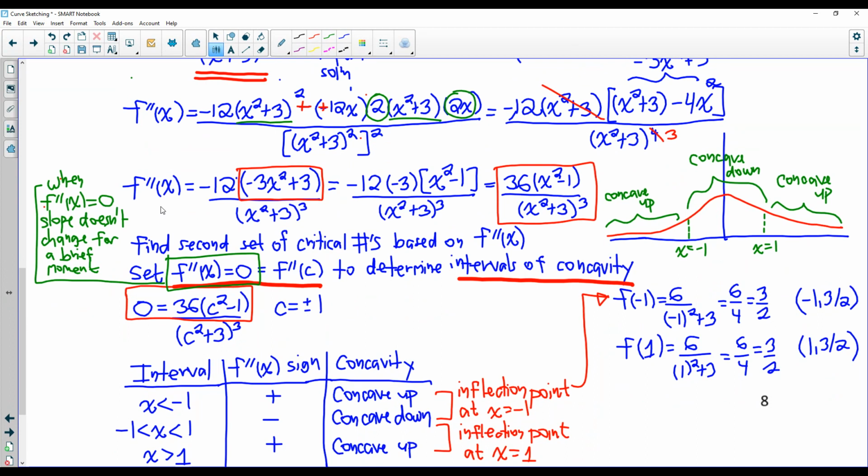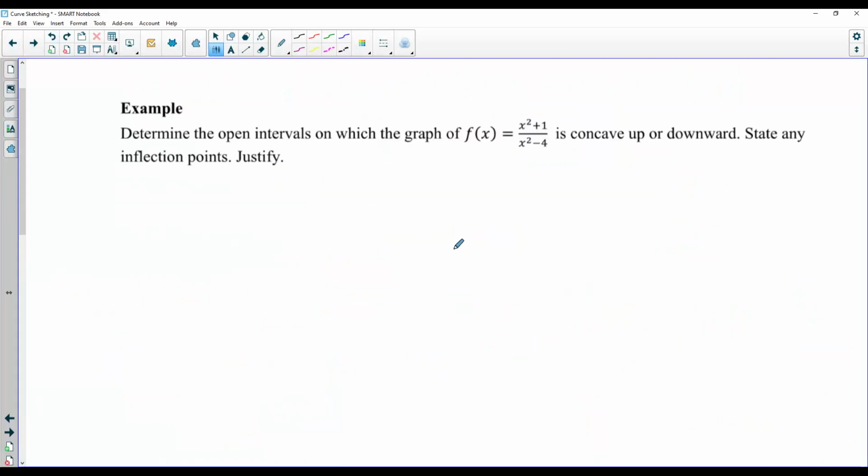Okay, let's do a few more of them. All right, it says determine the open intervals on which the graph of f of x is equal to (x squared plus 1) over (x squared minus 4) is concave up or concave down, and then state the inflection points. So to figure out again whether it's concave up or concave down, we have to get to the second derivative. Let's figure out the first derivative to begin with. So we have f prime of x, and we'll use the quotient rule again, which would be equal to, first time through, the derivative of x squared plus 1 is 2x.